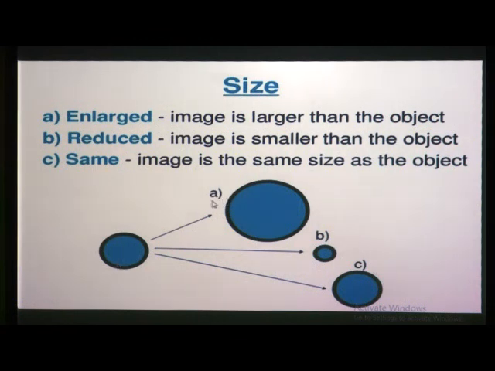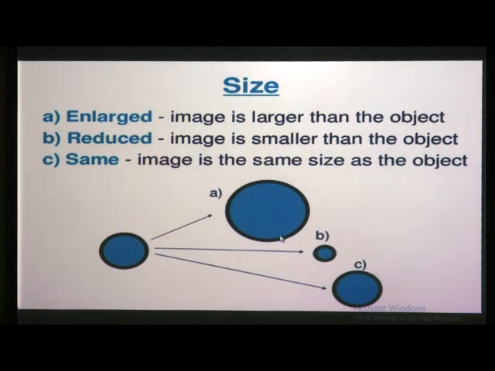So, this is enlarged, because you can see the object is smaller in size and is not the same as the size of the image here. That is why it is called enlarged: the image is bigger or larger in size as compared to this object.